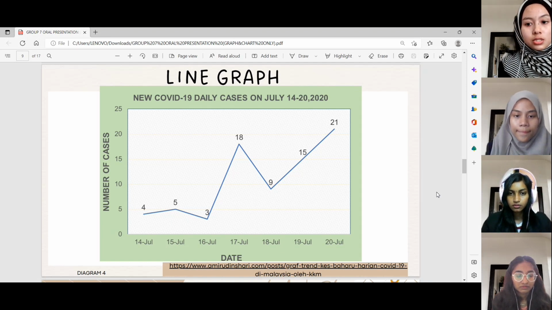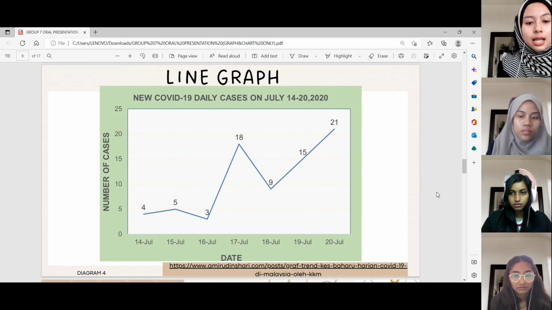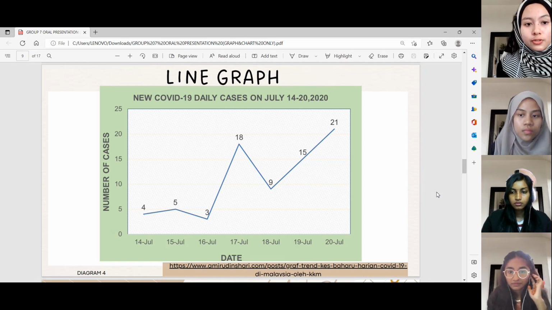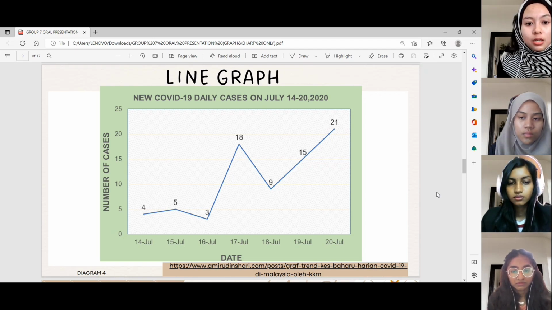For summaries, first, the number of daily cases increased slightly from 4 to 5 cases from 14 to 15 July 2020, then decreased slightly from 5 to 3 cases on 16 July before significantly increasing to 18 cases on 17 July 2020.